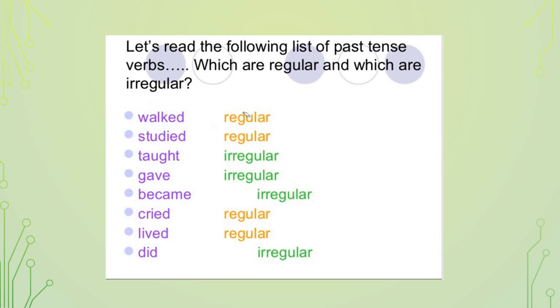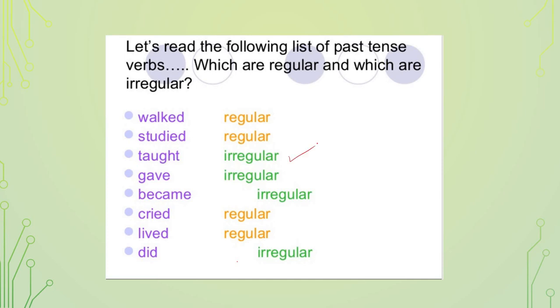Studied. The original word is study, and we have removed y and added ied. So it is also regular because we have the original word here. Taught. Can you think what is the original word? It is the past form of what verb? Of teach. Teach is in present, and for past we use taught. So it is irregular. No ed has been added. A completely different rule has been used. The word has been changed.